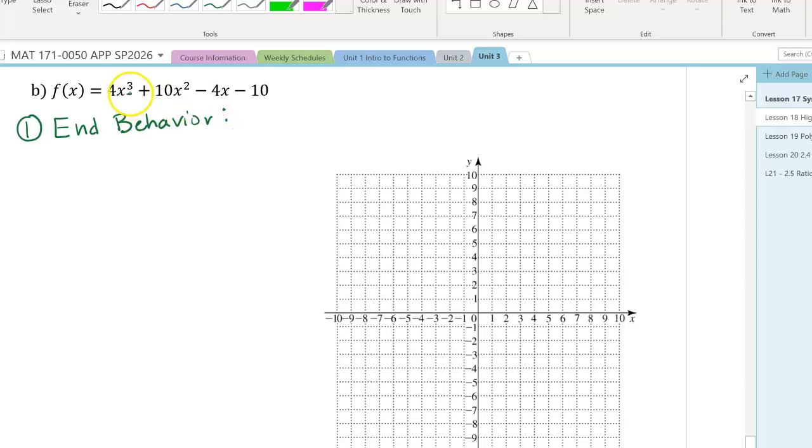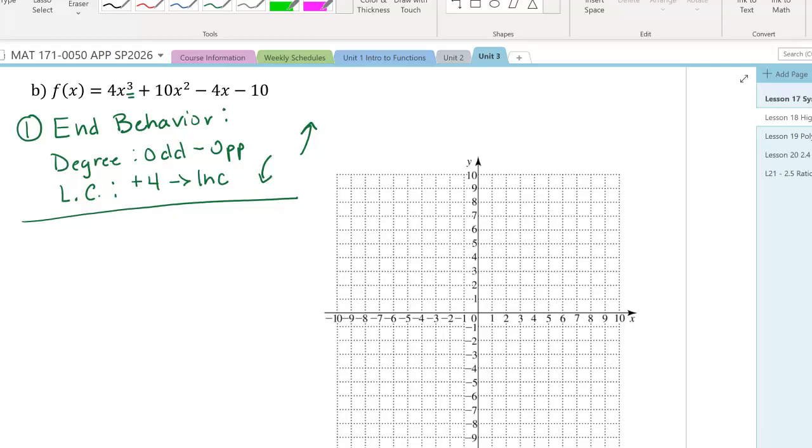So this is a third degree polynomial, so the degree is odd, which means the ends will go in opposite directions. And the leading coefficient is positive 4, which means this will be an increasing function, which means it will start low and end high.